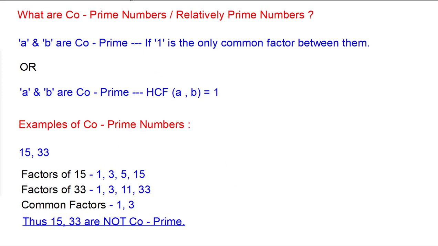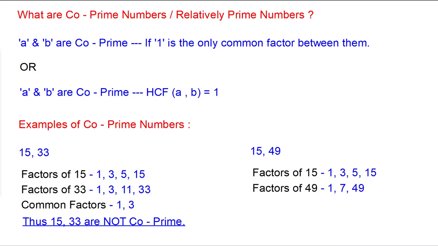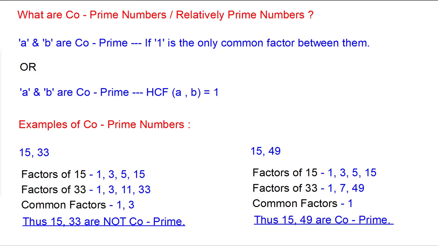Let's have a look at one more example: 15, 49. Let's have a look at the factors of 15: 1, 3, 5 and 15. Let's have a look at the factors of 49: 1, 7 and 49. So we can see that the only common factor is 1, and that is why 15, 49, these two numbers, represent coprime numbers.